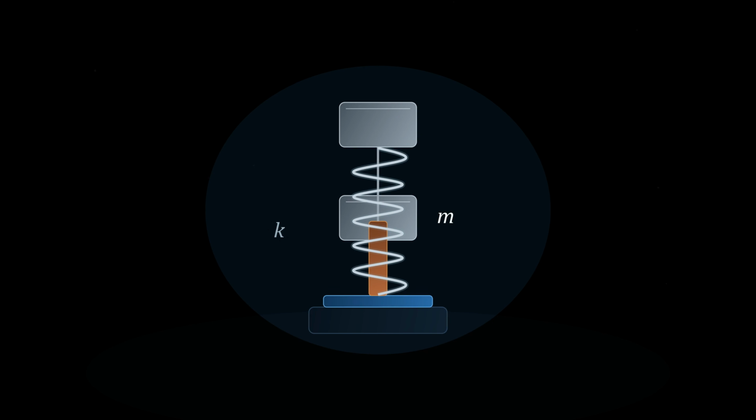Three elements: the mass m, the spring with stiffness k, and the damper with damping coefficient c. When the mass is displaced from its equilibrium position, the spring pulls it back and the damper resists motion. The resulting oscillation and how it decays over time is governed by the differential equation we saw at the start: m x double dot plus c x dot plus kx equals 0.